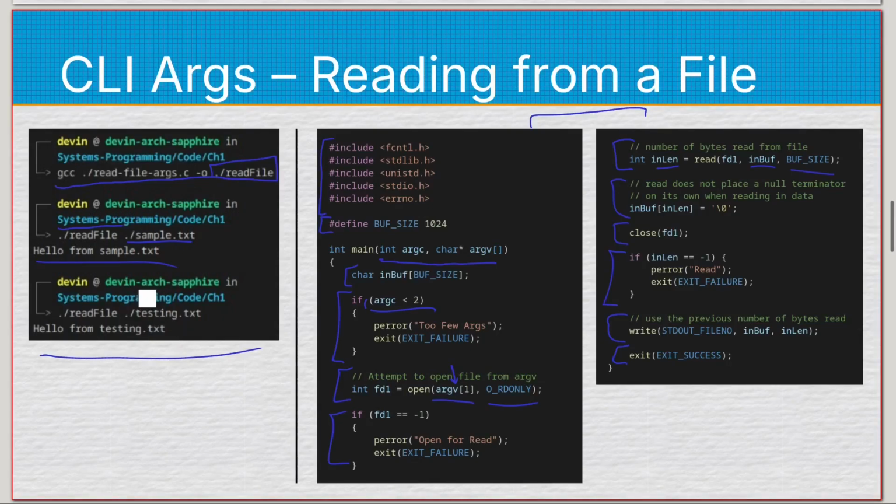I do it again, but this time instead of doing sample.txt as my parameter, I now use testing.txt, using the exact same read file that I compiled in this step right here. So it's the same application. The only thing that's changed here is the actual command line argument that I'm passing in. And now it says hello from testing.txt.